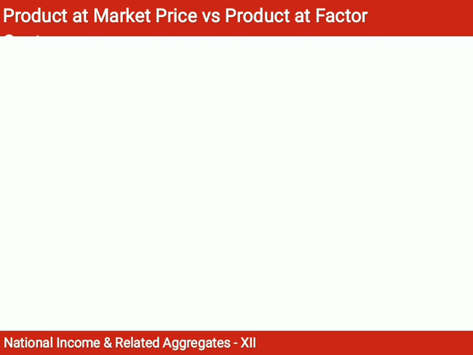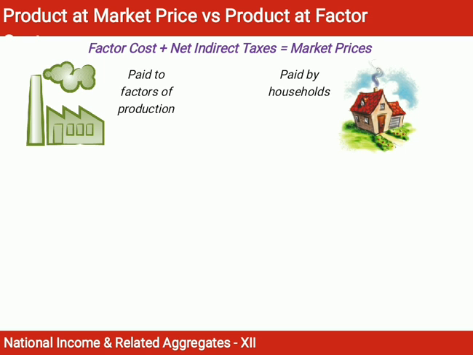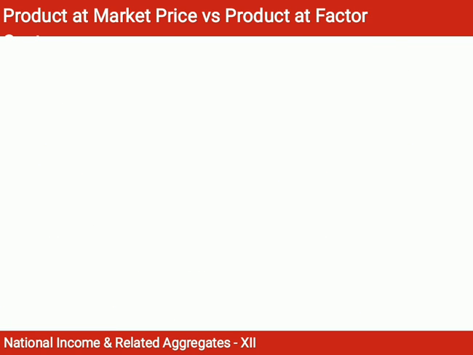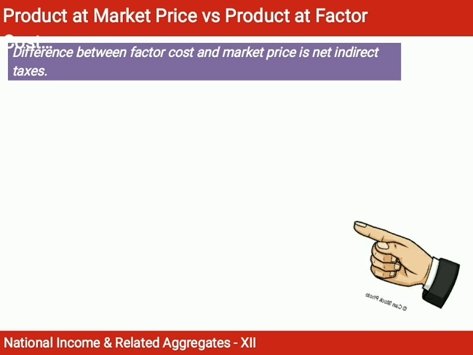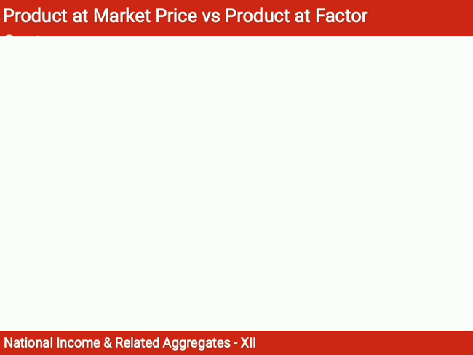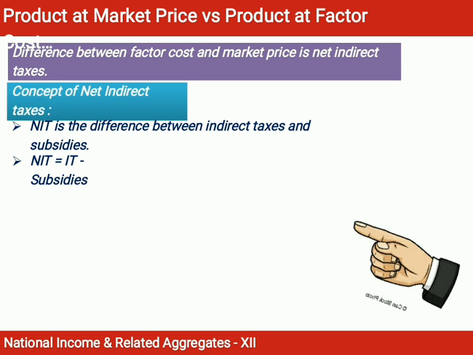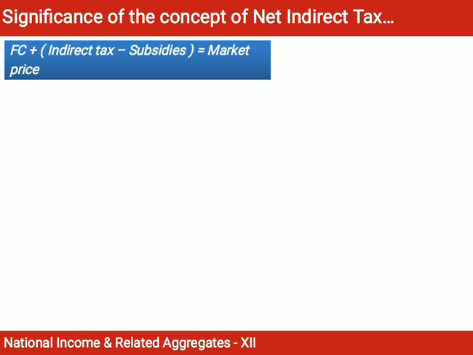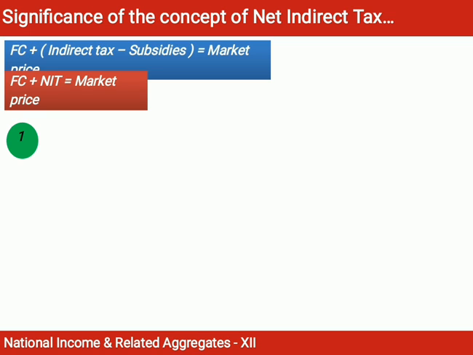Basically, what is the importance of factor cost and market price in national income? The basic importance is that we convert some aggregates from factor cost to market price. Here is the concept of net indirect taxes. Net indirect taxes is the difference between indirect taxes and subsidies. Net indirect tax is equal to indirect taxes minus subsidy. Significance: when we add indirect taxes and subtract subsidies from the factor cost, we get market price. Factor cost plus indirect taxes equals market price.